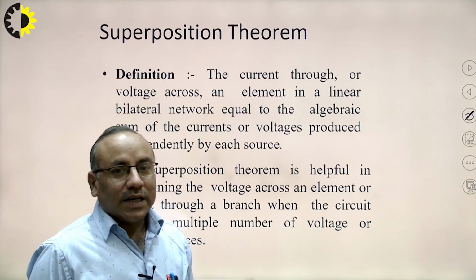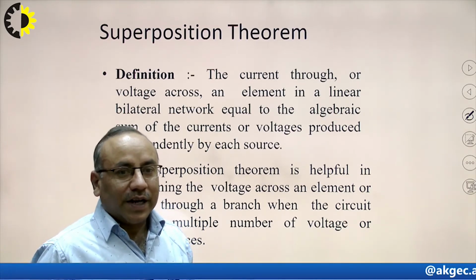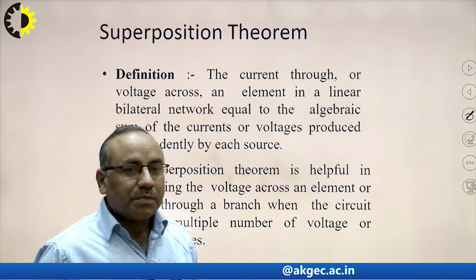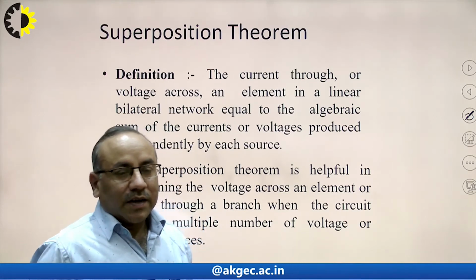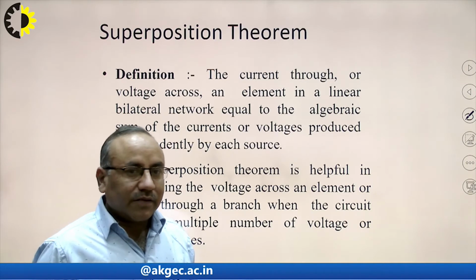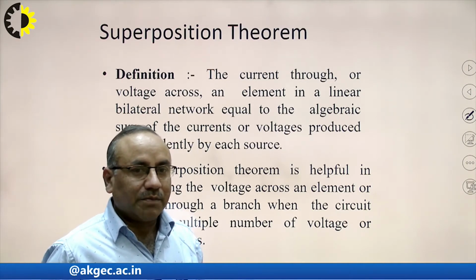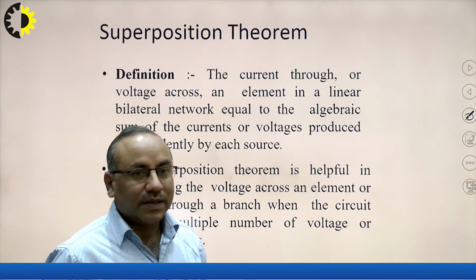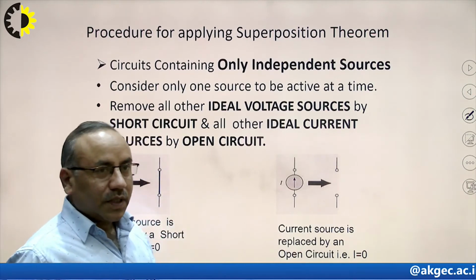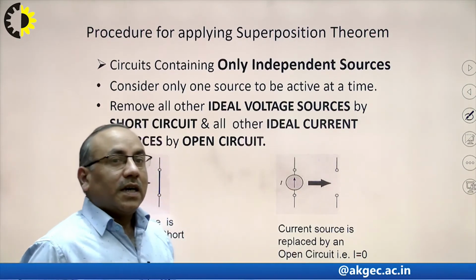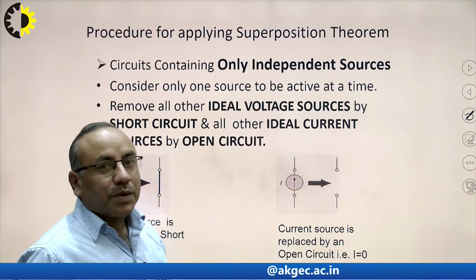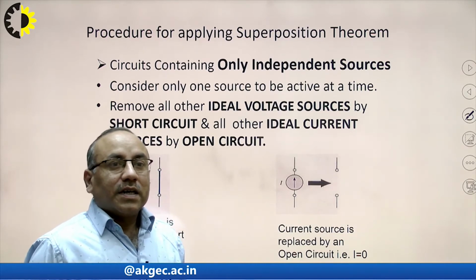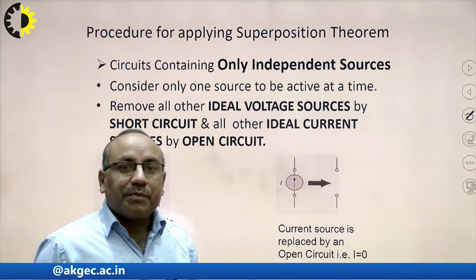That is why it is written that the circuit should contain multiple voltage or current sources when we are applying the superposition theorem, and with the help of it we can find the voltage across any element or branch, or the current through the branch or element. If we go further, we can see the steps or procedure for applying the superposition theorem in a circuit, under this for circuits containing only independent sources.